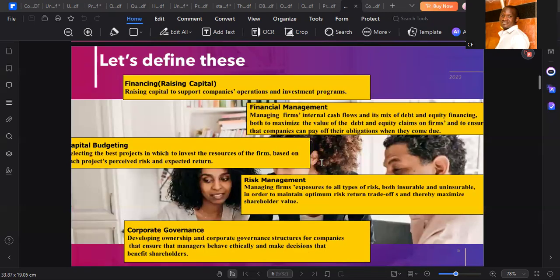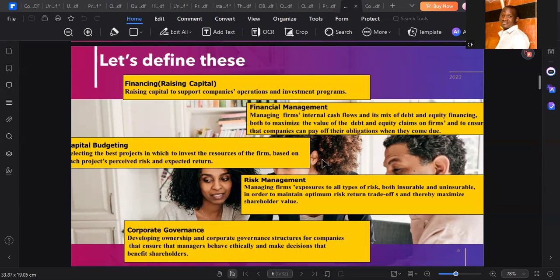So let's break this down. So financing basically looks at ways in which institutions will raise capital to support the company's operations and the investment programs. Financial management looks at how firms will manage the internal cash flows, how they're going to determine the mix of debt and equity financing to maximize what? To maximize the company's gain.